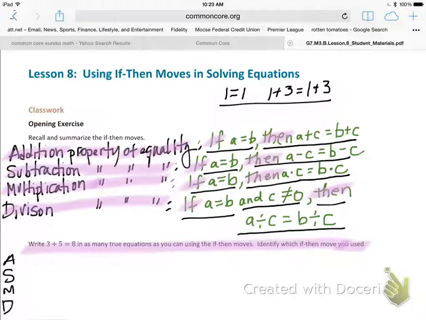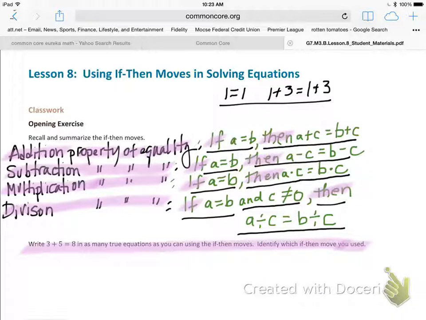Give me one of each, and let's use the number 4. Use 4 to help you out. See if you know what that means, come on back and we'll do it together. Again, one of each property of equality, and then use the number 4. Hopefully that wasn't too confusing for you. Just use the number 4.